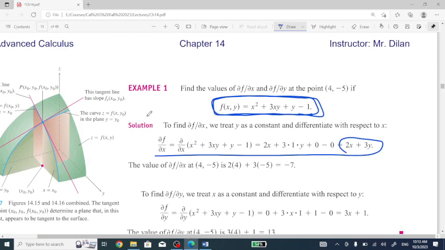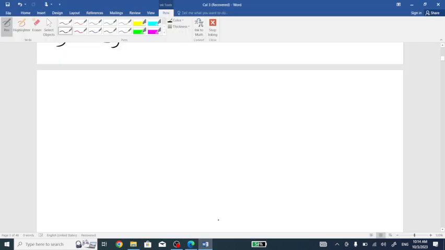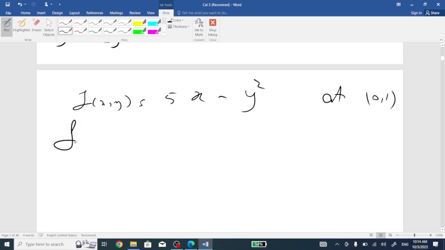Good. So how about if, for example, I say find the derivative of f of x, y equal to 5x minus y squared at 0 and 1. Can you do it? Sure. So I say f_x equal to 5. Am I right? f_y equal to minus 2y. So I put 0 and 1, or let me have x squared to be a nicer example.